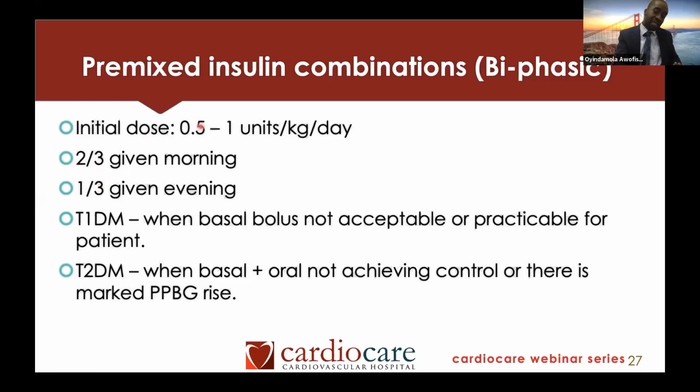But the standard starting dose for someone that is quite insulin deficient should be between 0.5 to 1 units per kg per day. And the dosing is like that. So the people that usually benefit from starting on premixed insulin are people with type 1 diabetes.